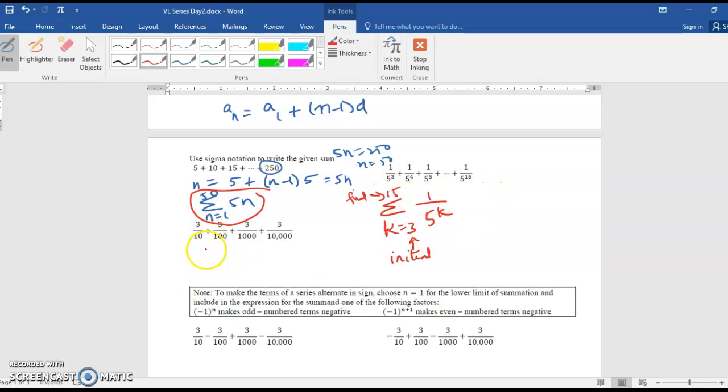That's what it means. And likewise here too. So this is 3 over 10 to the power of k, 10 to the k. So if it is k equals 1, it is 3 tenths. If k equals 2, it is 3 over 100, and so on. So our sigma is starting from k value 1 through 4, right?